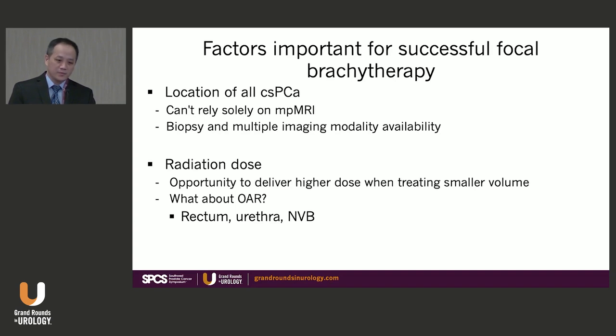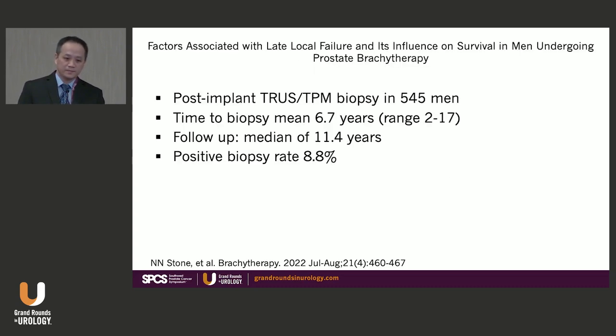And then the next part is how about the organs at risk? When we bring up the dose, we still need to maintain all these organs at risk at an accepted dose level. Then how do we do that? I'm going to address that in this presentation as well.